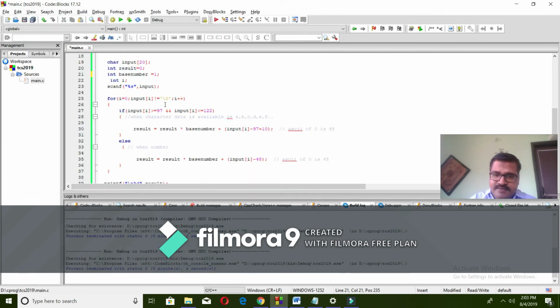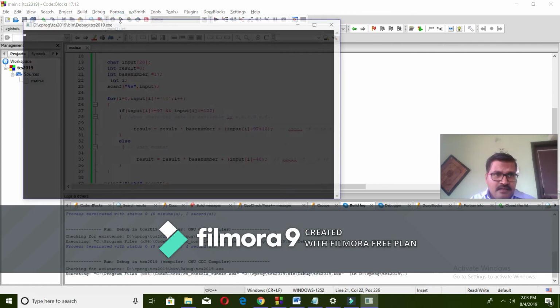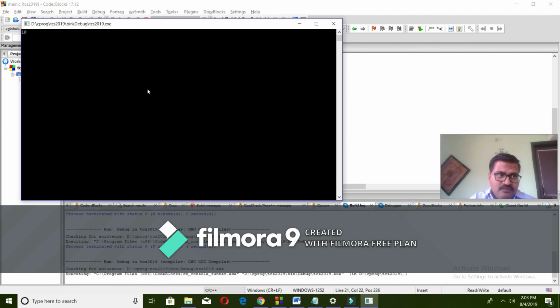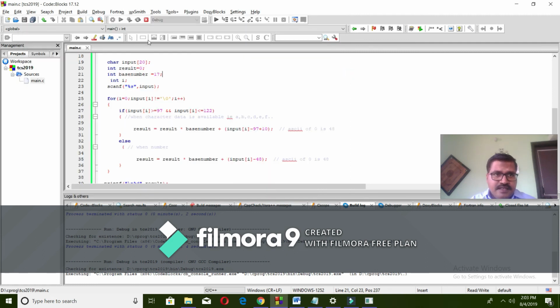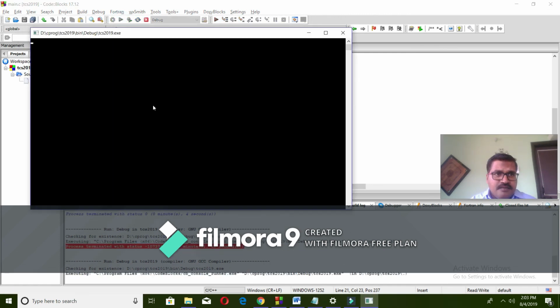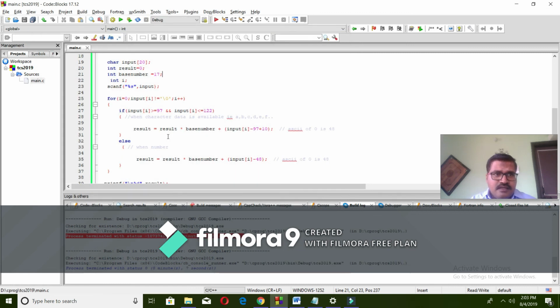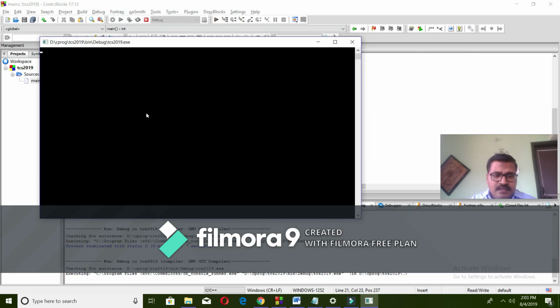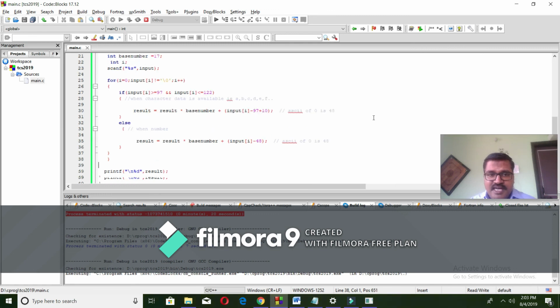Now I'll make it base 17. When I make base 17 and run with the 10 value, I got 16. Base 17 means I get 17, correct. And if I type 11, I get 18. And if I type G, I get 16. This is converting base 17 to a decimal number. Hope you have enjoyed this, and if any problem, you can ask. Thank you.